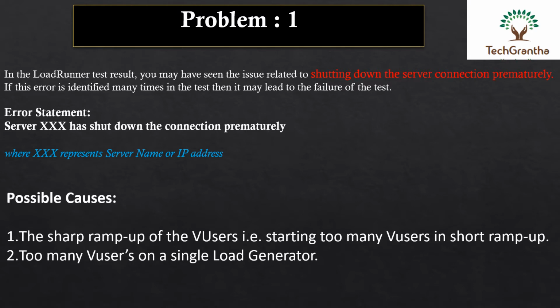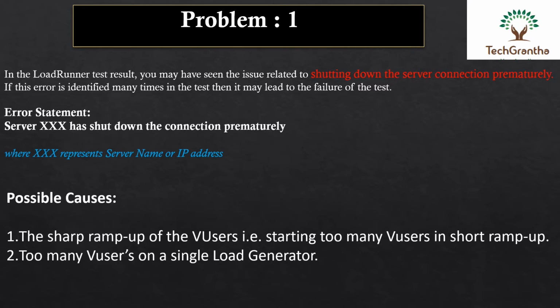So the first problem is this. Suppose whenever we are doing our test execution, in between the test we get a shutting down of the server connection, a premature shutdown. Definitely at that time your test will go into fail mode. But the problem is how we can identify the basic cause behind it, why that particular error is coming in the middle of the execution. There were two reasons: first, the sharp ramp up of the users, and second, too many users on a single load generator.